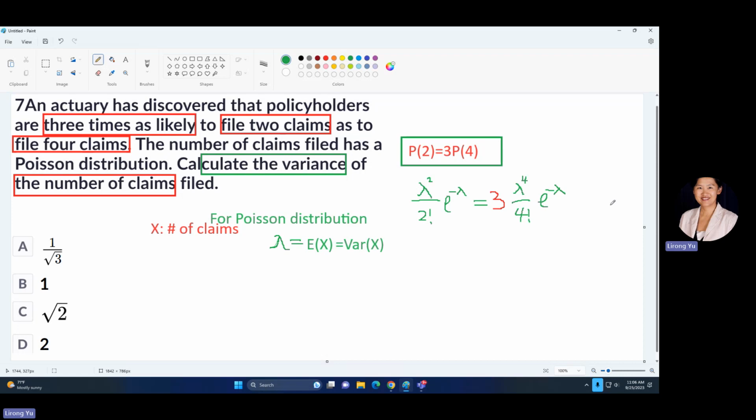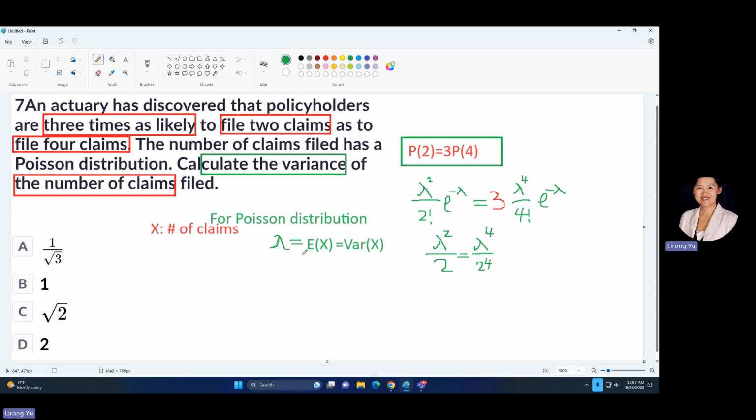The equation we're solving, and then realize e to the negative lambda is a positive factor, and that is a factor on the left side and on the right side. So we can divide e to the negative lambda from both sides of the equation, and then get rid of the exponent part. So then you have lambda to the power 2 over 2 equal to lambda to the power 4 over 24, which is 4 factorial.